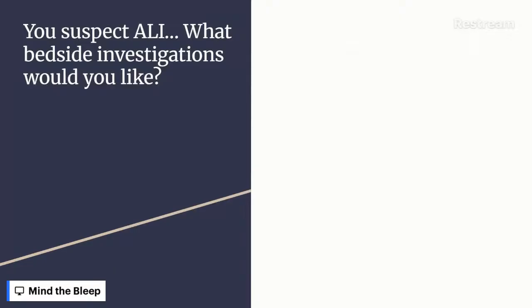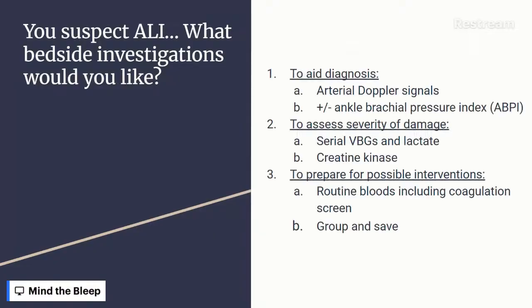So let's say we're still in A&E in the assessment area. You suspect acute limb ischemia. What are you going to do as an A&E F1? And this can also apply to, if you're working as an F1 on a geriatrics ward, for example, and this has been flagged to you by the nursing staff. So to aid our diagnosis, we can do an arterial Doppler, because that will give us an idea of flow. If there is a Doppler signal, then you can do an ABPI.